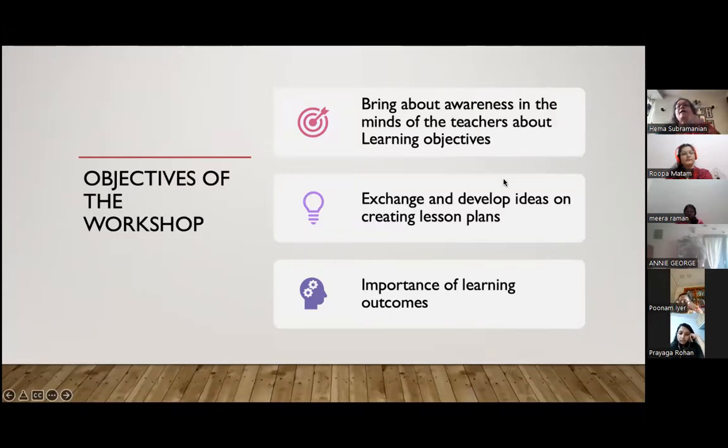And then where am I going to do it? On the Zoom platform, because I can't meet you all. And who am I going to teach? All the teachers of level 1 are the people I'm going to teach. And then when, we fixed a time. And then why, again, we'll go deeper into the why: to exchange and develop ideas on creating lesson plans, then understand the importance of learning outcomes.